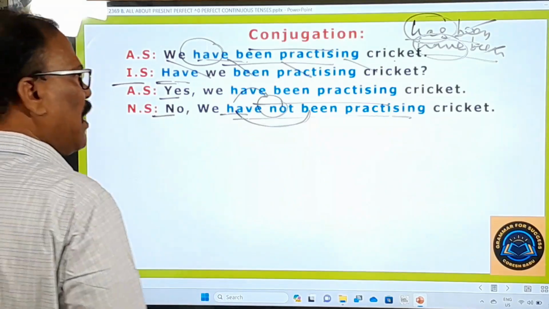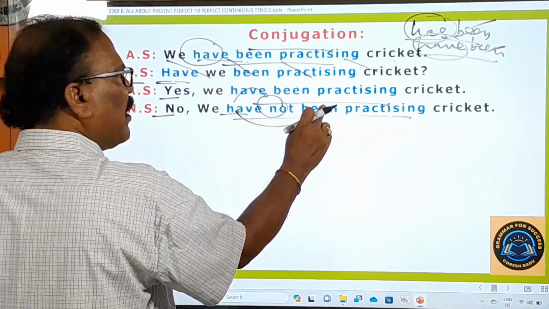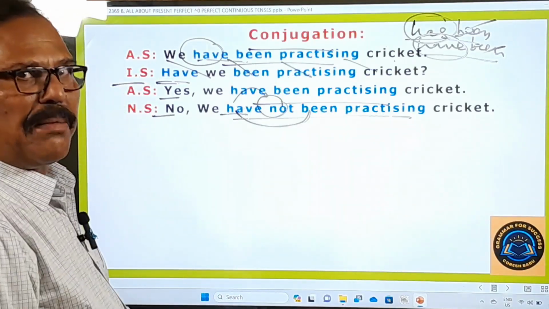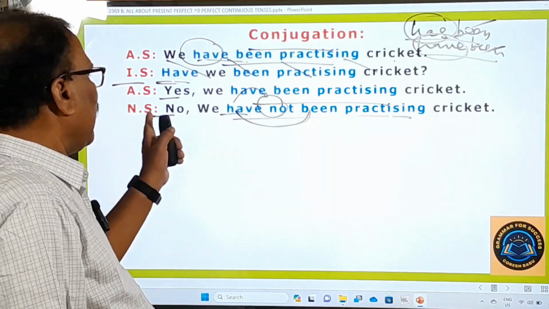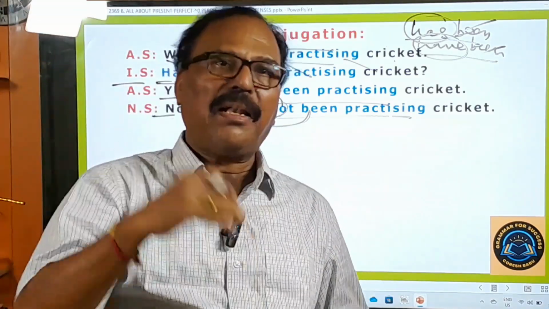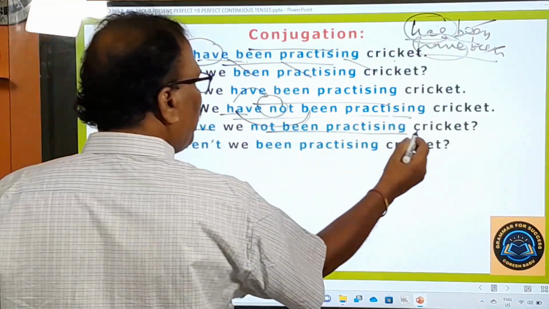In the examination, what happens? Sometimes to confuse you, they give you this not after this have been. We have been not practicing something, they will give you to confuse you. Please remember, the position of not in a negative sentence is always immediately beside the real helping verb, right? And if you question this, have we not been practicing cricket?